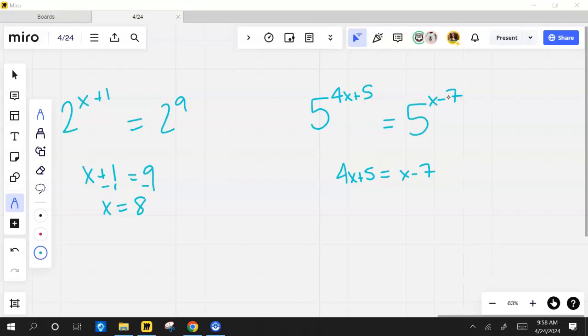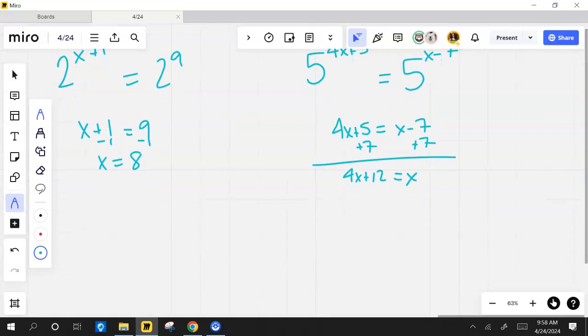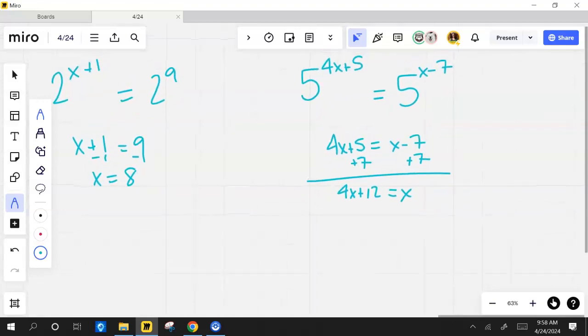The x? Okay. We can move the negative 7 first. I got 4x plus 12 equals x. Subtract 4x. There's not a right or a wrong order to do this in. You could subtract either one.